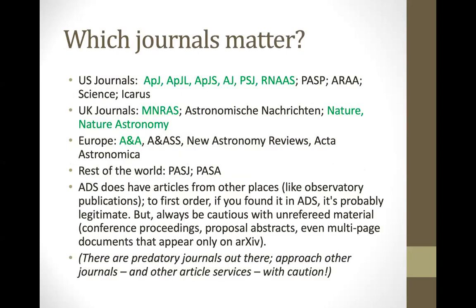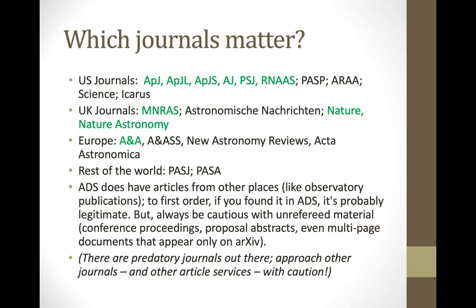So which journals matter? The US journals. Everything that's green here are the most important journals. The US journals that matter are ApJ, Astrophysical Journal, ApJ Letters, Astrophysical Journal Letters, ApJ Supplement, Astrophysical Journal Supplement, AJ, Astronomical Journal, Planetary Science Journal, PSJ, and RNAAS, Research Notes of the American Astronomical Society. All of those are AAS journals.